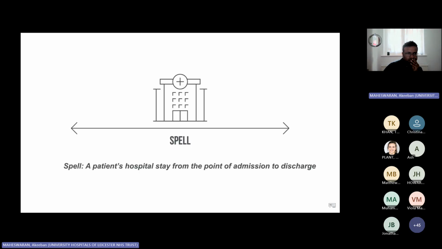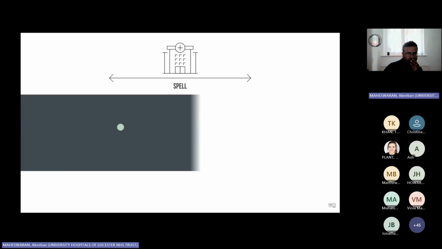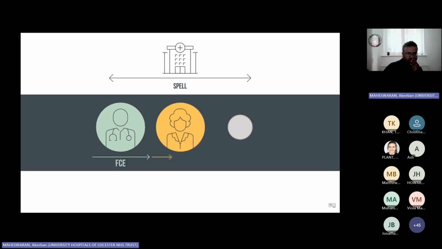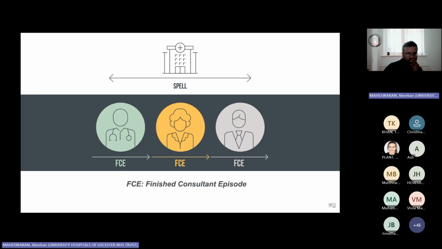A patient's hospital stay, from the point of admission to discharge, is called a spell. During their stay, a patient may be under the care of different consultants. This may be due to a change in shift, ward, or speciality. The time period under each consultant is called a finished consultant episode, FCE, or episode of care. So a spell can be made up of a single or multiple FCEs. Clinical coders code diagnoses, comorbidities, complications, and any procedures undertaken for each FCE.